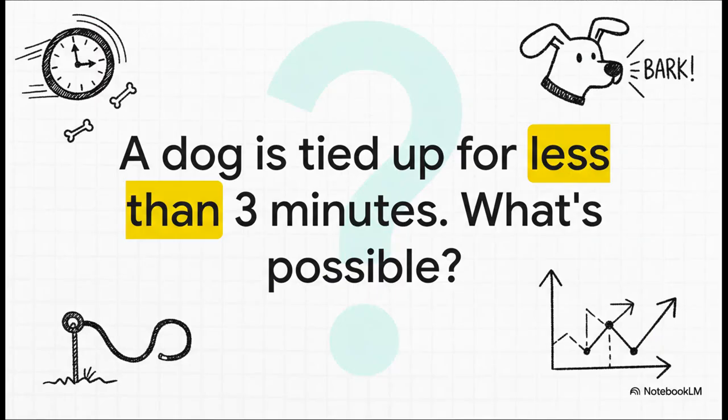All right, let's jump right in with a little puzzle. And don't worry about any complicated formulas for now. Just use your gut. A dog is tied up for less than 3 minutes. So think about it. What are some possible numbers for how long he was tied up in seconds? And what about the number of times he could have barked? Are the rules for time and barks going to be the same?